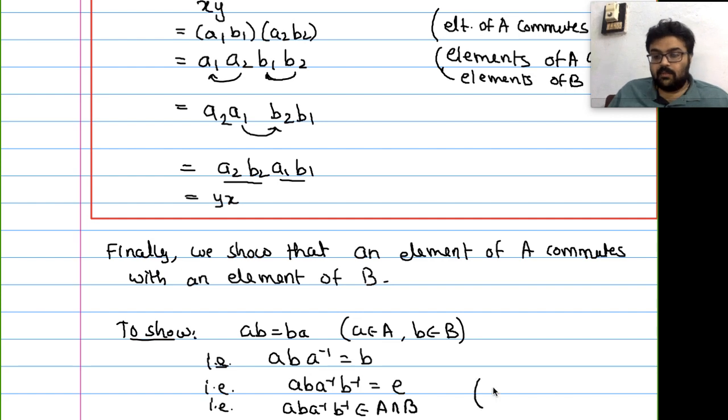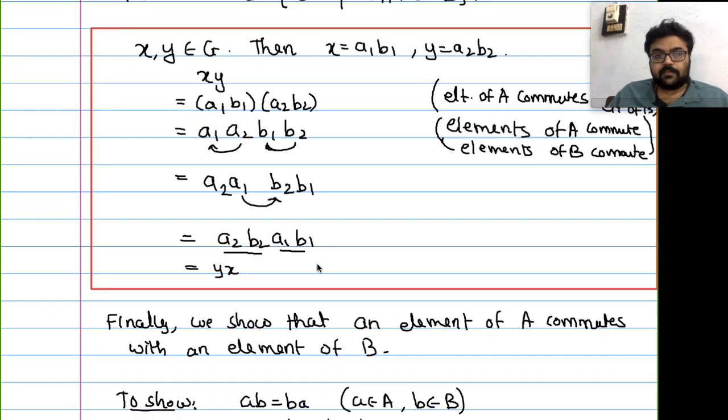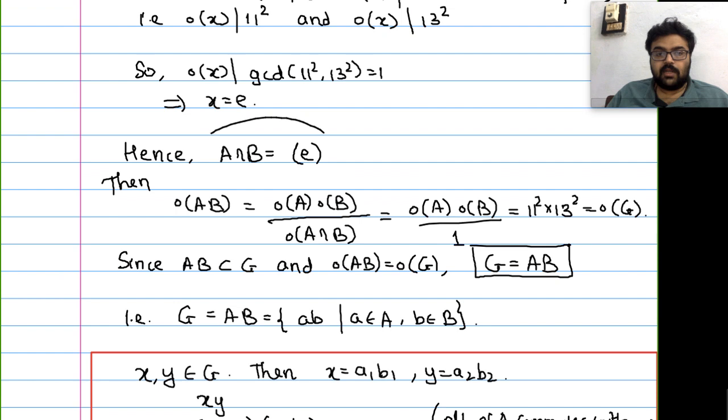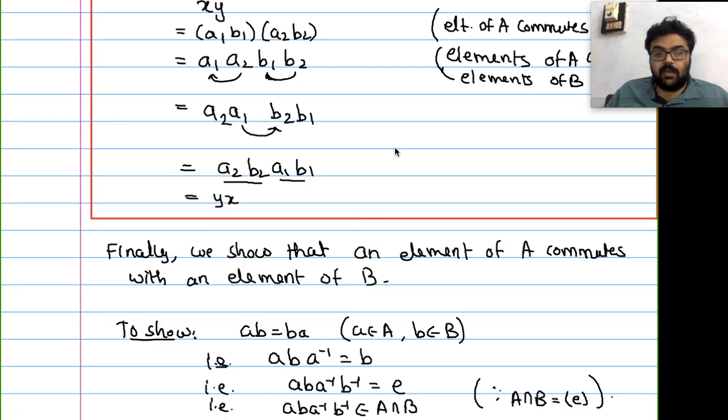That is also fine, because since A intersection B, we have seen that this is nothing but the identity. Right? A intersection B is identity. So if we show that whenever A is in A and B is in B, A B A inverse B inverse is in A intersection B, then also we are done.